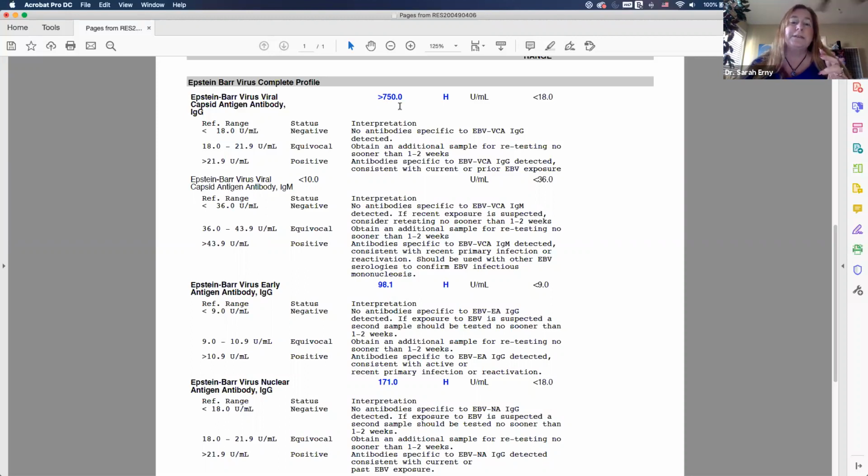But what we do know is when they're this high, when the VCA is over 750, you probably have what we call chronic Epstein-Barr syndrome, which means you are being reactivated often. And if it is only the 2 numbers, the VCA and the nuclear antigen, and they're really high, you may not be in a reactivation at that moment, but like I said, it's a chronic thing for you, which usually means we need to do something about the stress response.